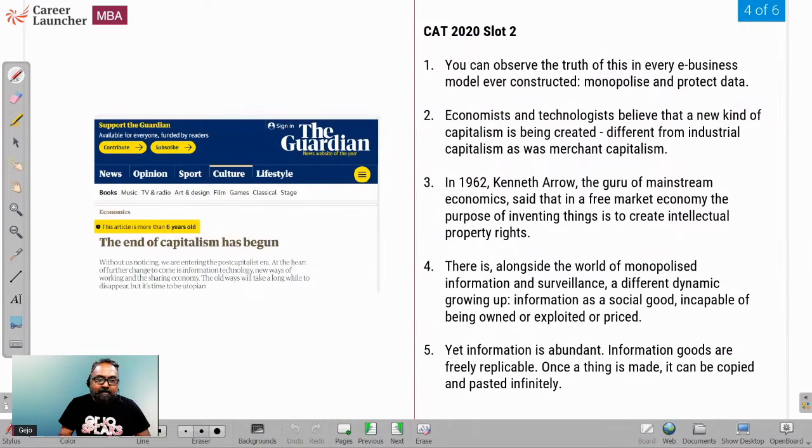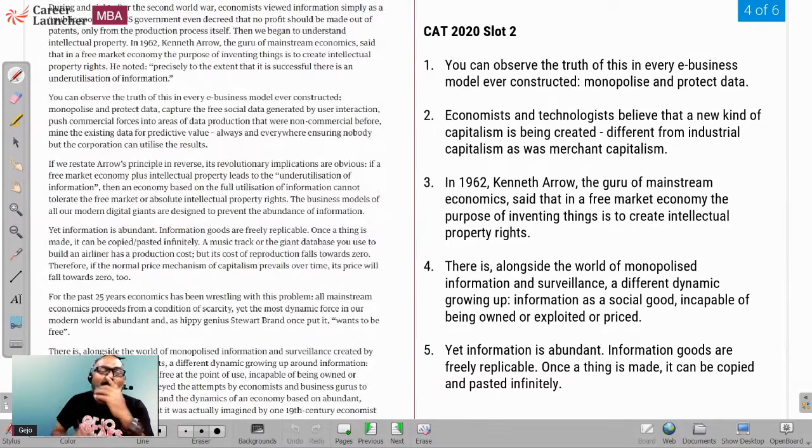Taken from the Guardian. The topic is the end of capitalism has begun. So the entire article is about capitalism. This is a long article. I'm going to hunt for these sentences.